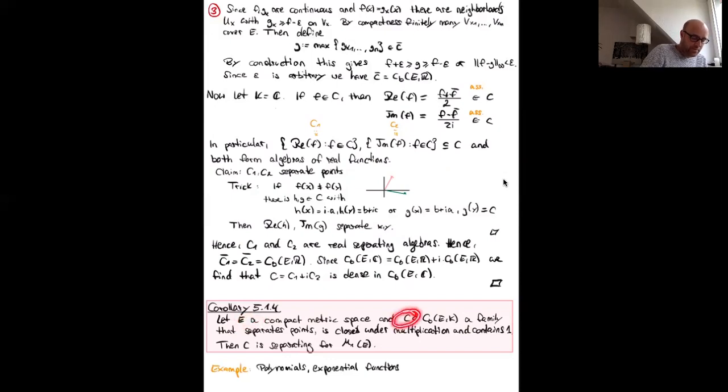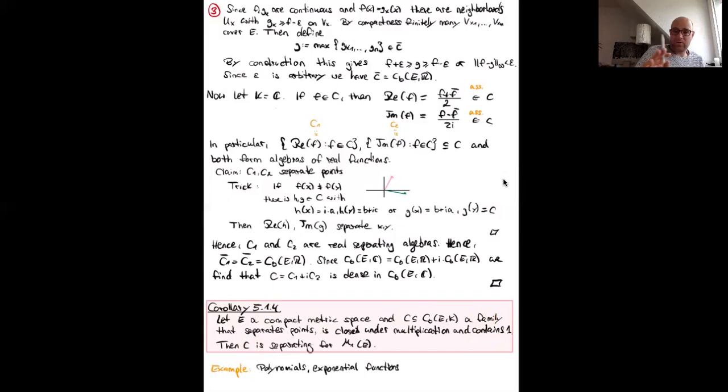And C, as before, a family, or a little bit less, a family which is only closed under multiplication. Yes, we only need closed under multiplication, and it contains 1, so constant functions. Then C is separating for M1. So we don't need the algebra. We only need that separating family, which is closed under multiplication and contains 1. With sums, we see in a second why they can follow.